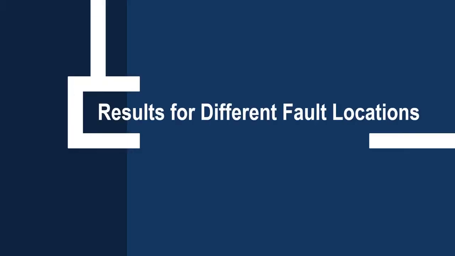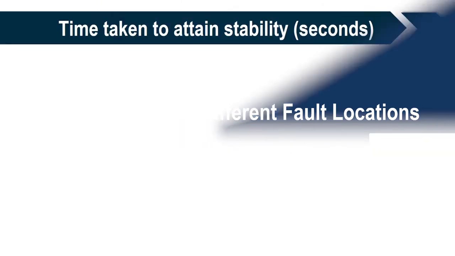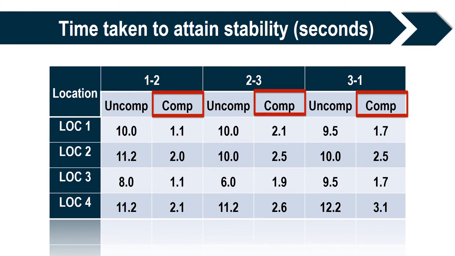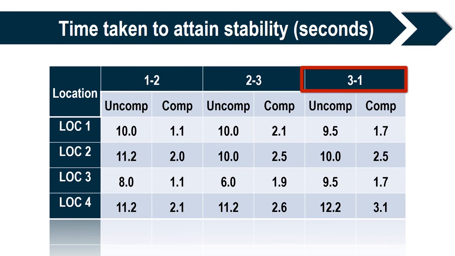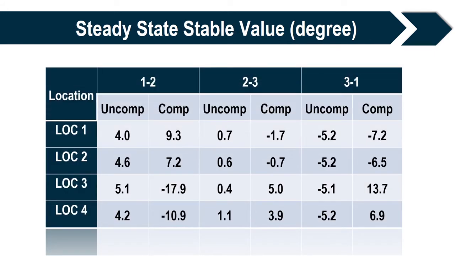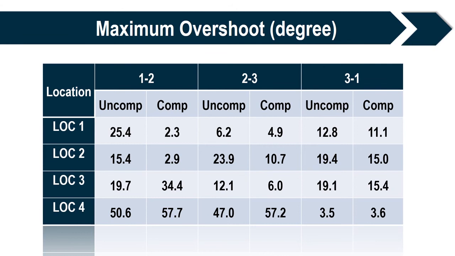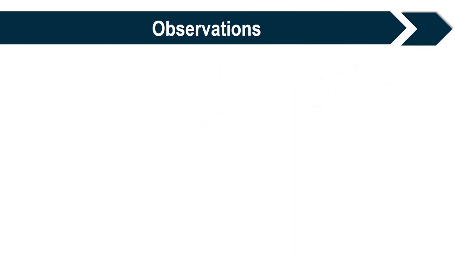Now for different fault locations, this is the comparison for the time taken to attain stability at load location 1, location 2, location 3 and location 4. This is the result for uncompensated and this is the result for the compensated. This is for 1, 2, 2, 3 and 3, 1. Similarly, we have a comparison for different fault locations for the steady state stable values and also the maximum overshoot for the various locations. Now these are the observations.